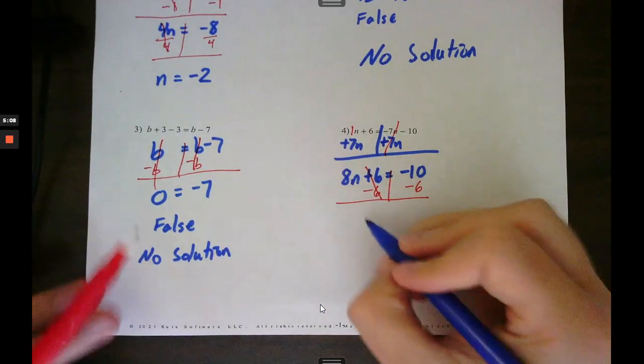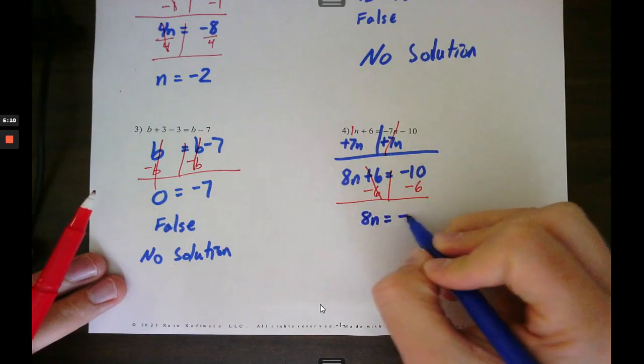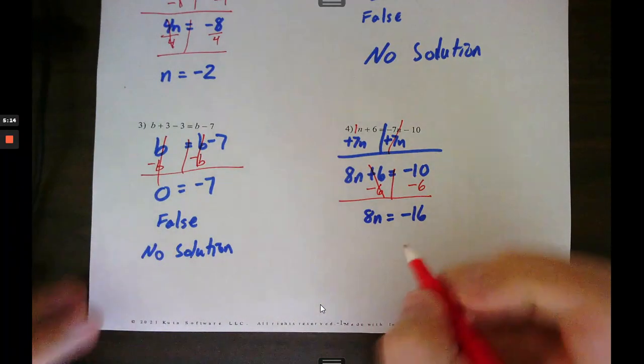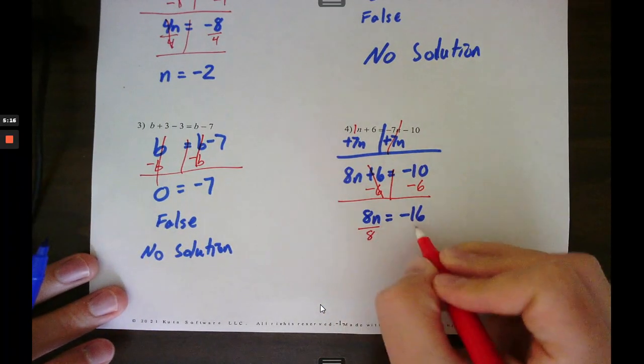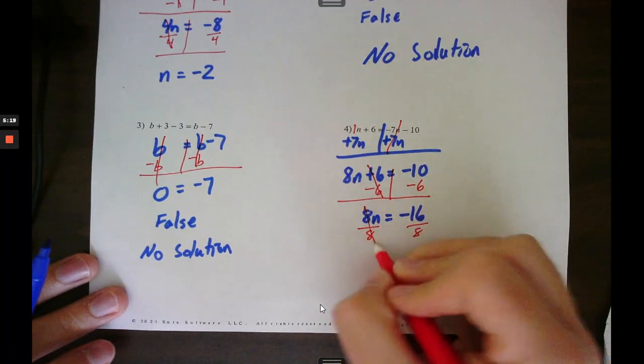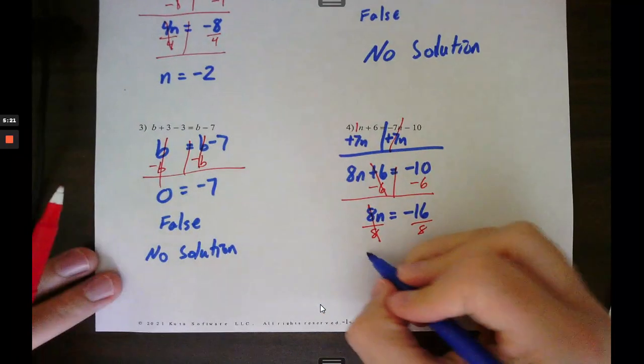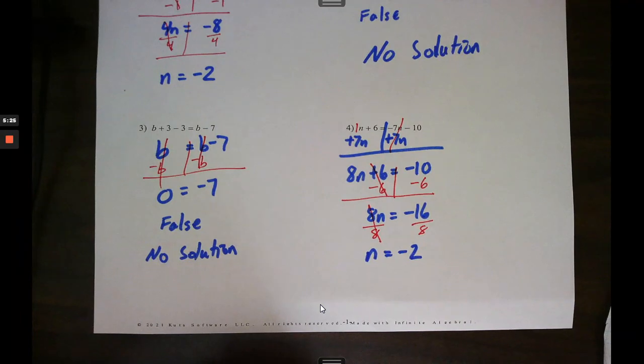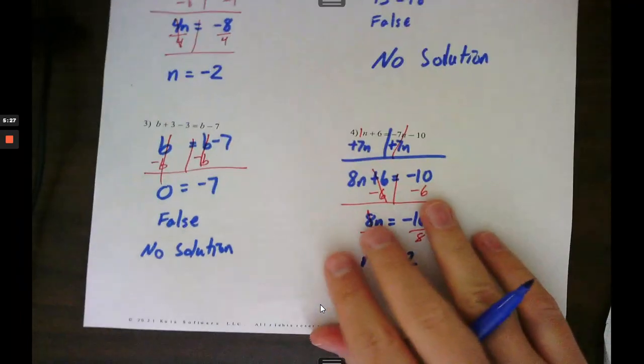And we get 8n equals negative 16. And then the final step is to get rid of that 8. It's connected by multiplication, so we divide. And we get n equals negative 2. Okay, there's the first 4 done. So let's swap over now and take a look at the next 6.